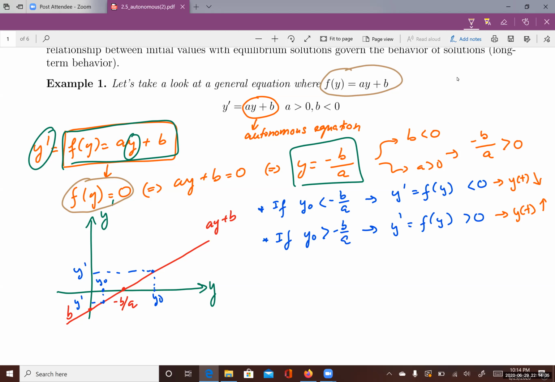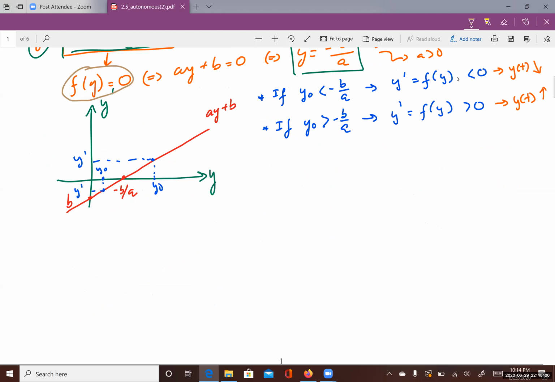So if you pick an initial value on the right side of this equilibrium solution, then the derivative of the solution will change from negative to positive. And since the derivative changed from negative to positive, the solution curve y of t will change from decreasing to increasing here.